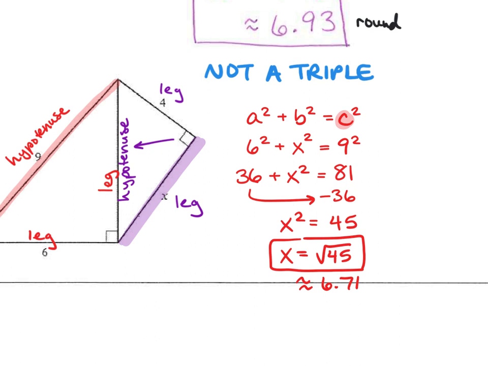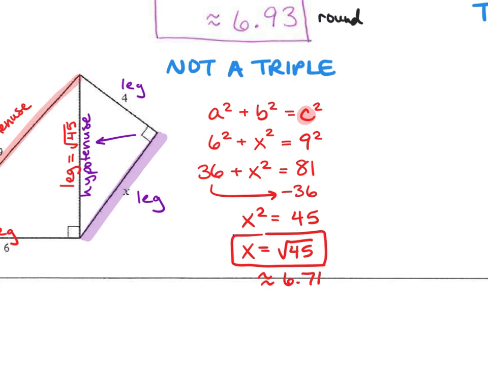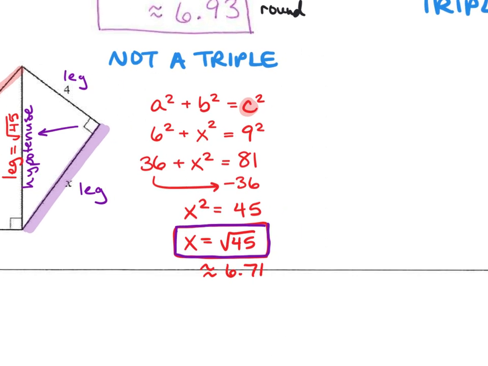Awesome. So what that means for me is I have now found out that this leg is the square root of 45. Well, since the hypotenuse of the purple is the leg of the red, I can now take this value, the square root of 45, and apply it to the purple triangle that's touching it. Using Pythagorean theorem again, a squared plus b squared equals c squared.